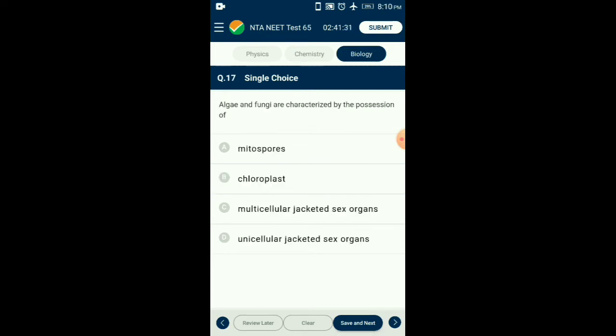Question number 17. Algae and fungi are characterized by the presence of. Fungi and algae reproduce asexually by the production of spores and are often termed mitospores. The mitospores are produced through mitotic cell division in the sporangium. In fungi, these spores are called conidia. In algae, they are called zoospores. So the answer for this question is option A, mitospores.